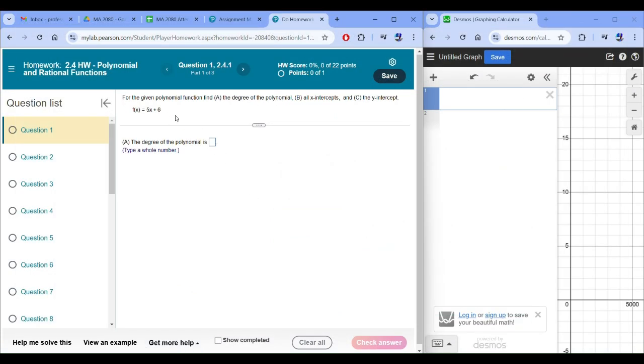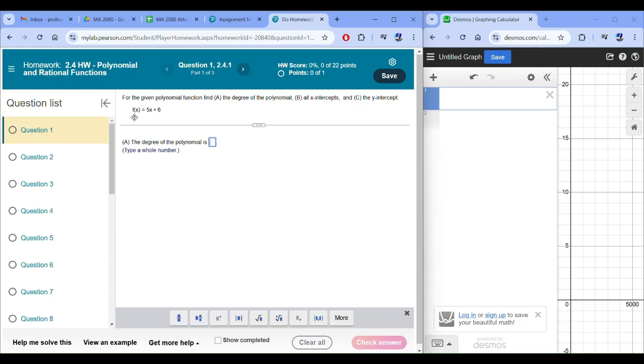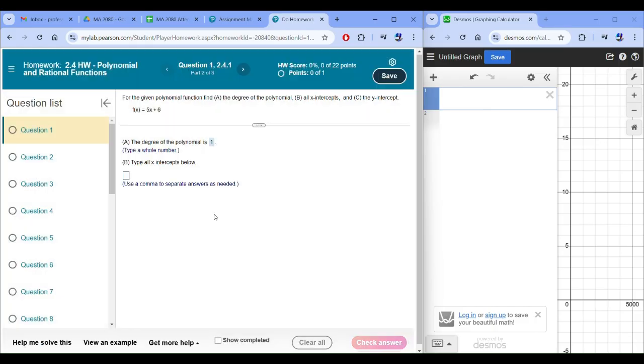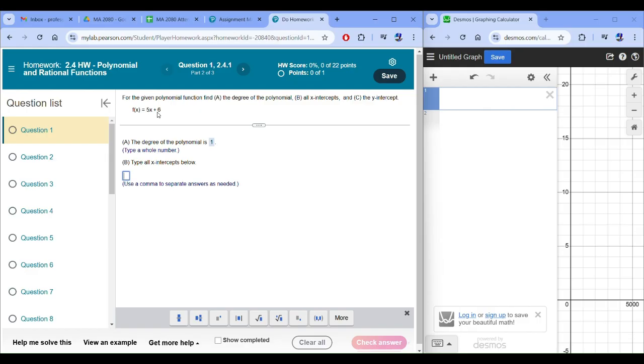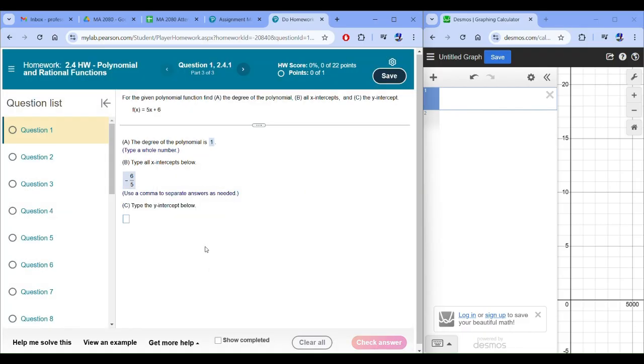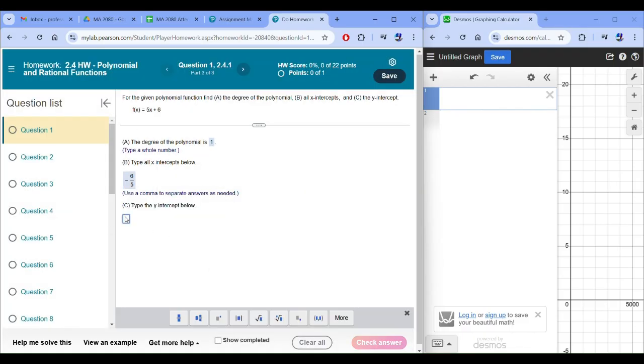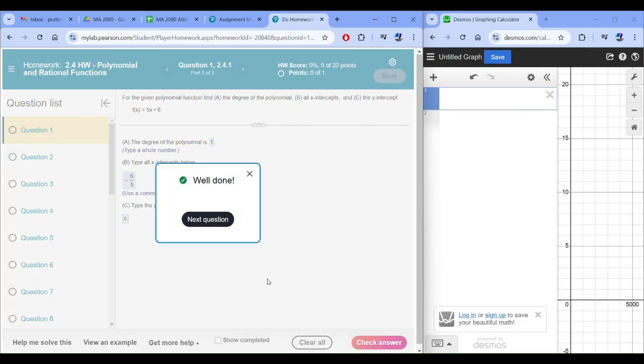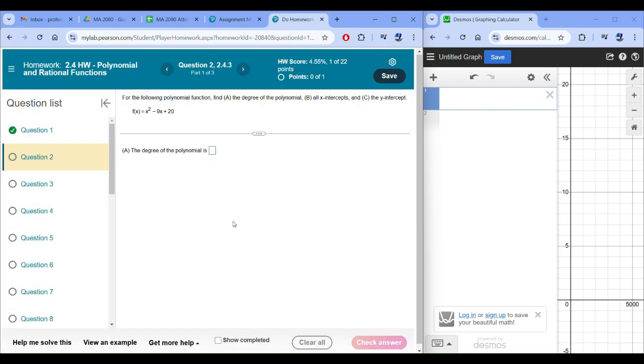For the given polynomial, find the degree. So this is a degree 1 because there is an x there. The x-intercept is going to be, well, whatever makes this equal to 0, correct? So that would be negative 6 over 5. The y-intercept is just going to be 6. Like, this is a linear equation. Nothing complicated here. Should be pretty straightforward.